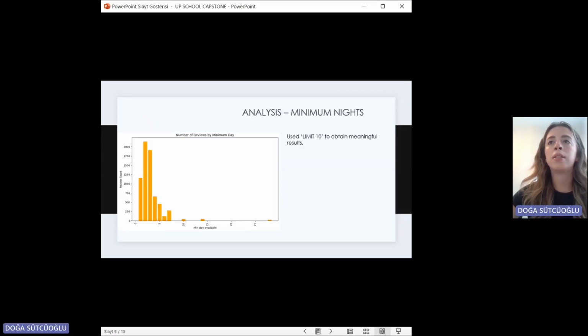Moving on to the analysis of minimum nights. For the minimum nights that the host requires to book their property, it is seen clearly that a minimum stay of 2 to 3 nights is acceptable for the guests. And this finding offers valuable guidance for hosts and property owners to optimize their offerings based on guests' desired stay duration.